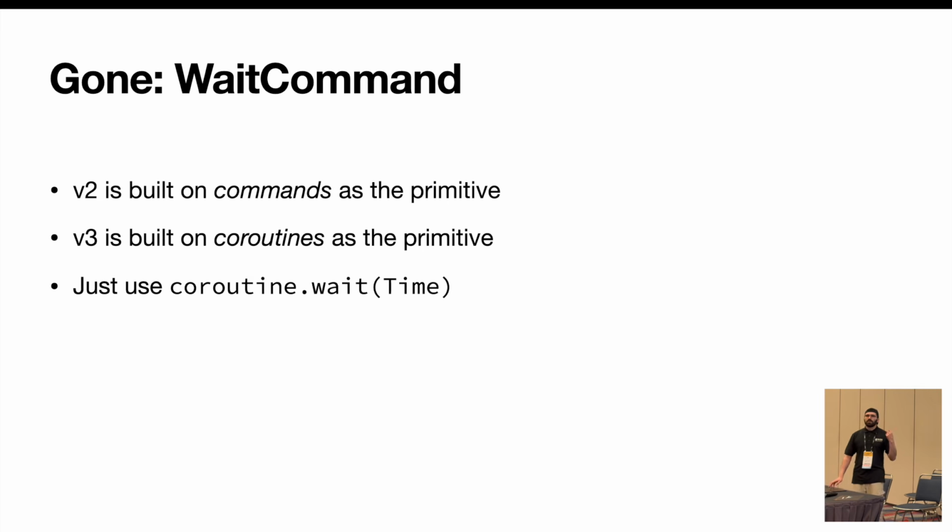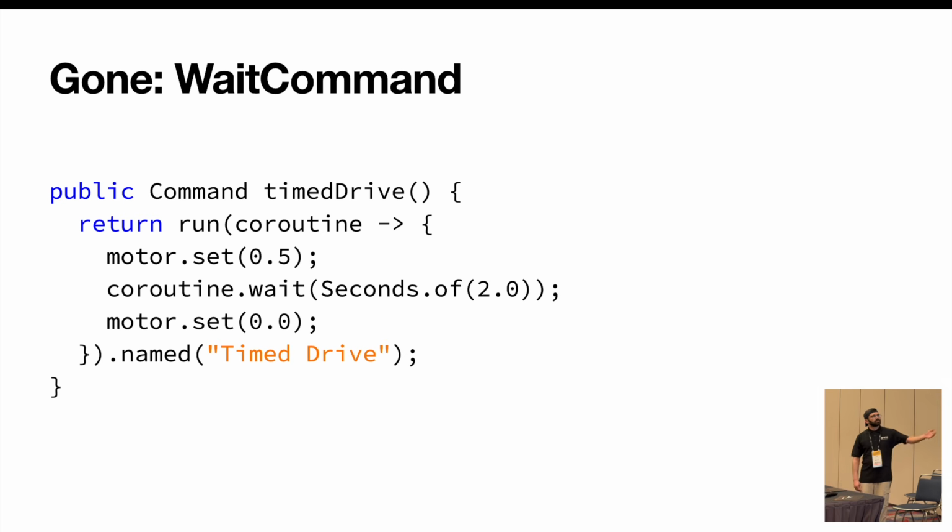But because in V3 you have access to this underlying coroutine, that underlying coroutine is the primitive. So you just call coroutine.wait. There you go. If you want to drive for 2 seconds, that's all you need to do. You just set your motor, you wait for 2 seconds, and then you just set your motor to 0.